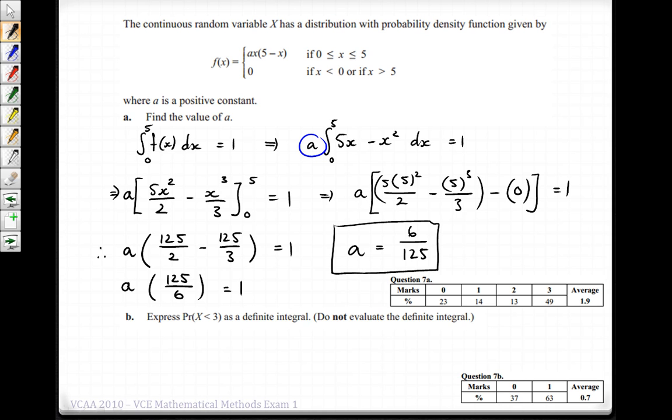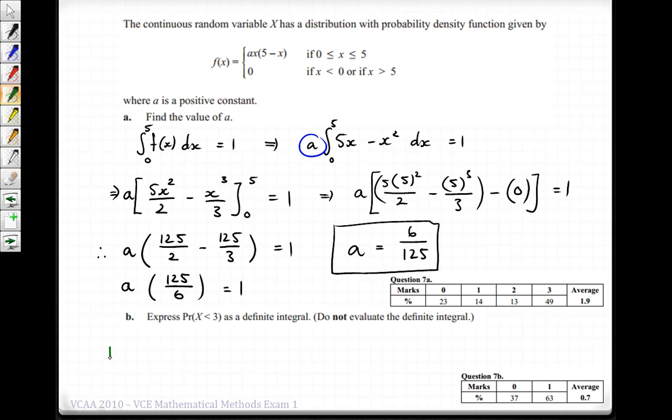So next it says that we want to find the probability that x, our continuous random variable, is less than 3 as a definite integral, but we don't have to evaluate it. Okay, so it's just 1 mark. We've just got to express it as our definite integral.